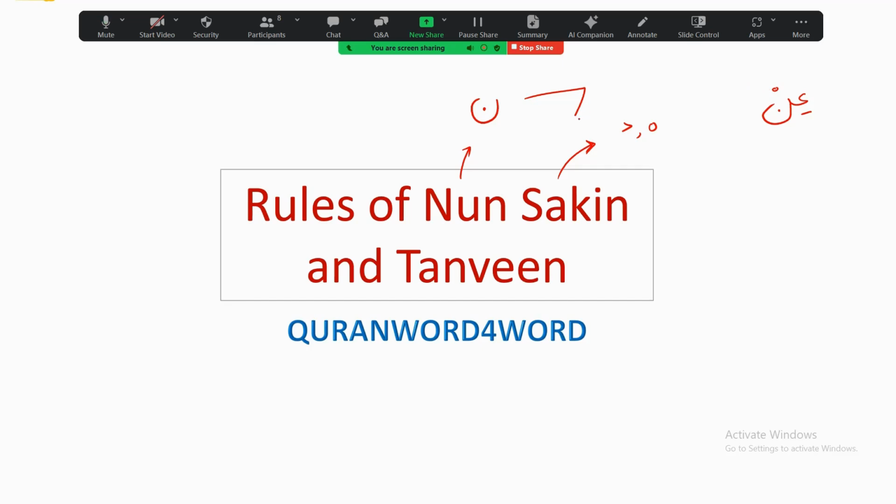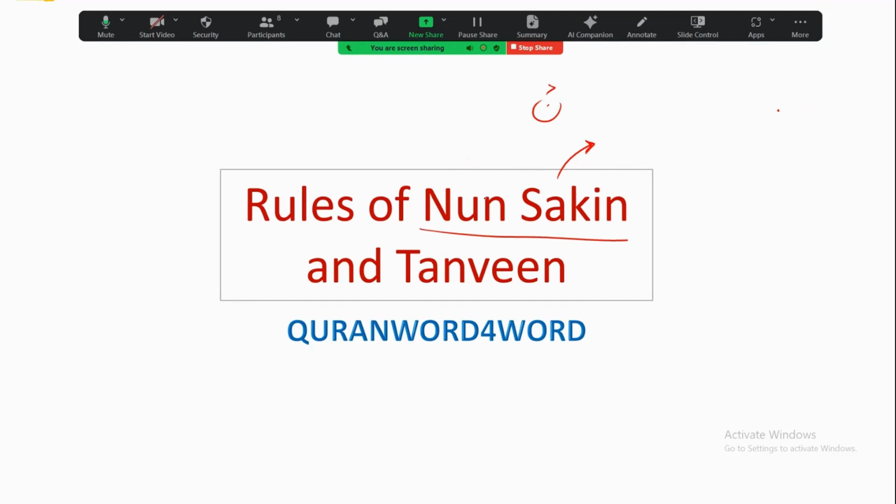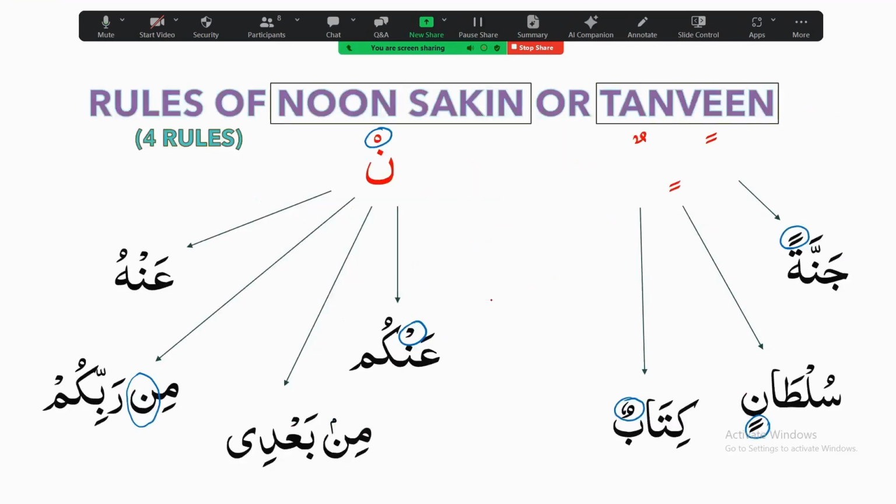Okay. So the topic we will be inshallah covering is related to noon sakin, the rules of noon sakin and tanween. So what was tanween? Tanween were the double harakas that we covered, the double fathas, double kasras, and double dhammas, which made the an, in, and un sound, right? So the rules that we will cover, inshallah, will be the rules of noon sakin and tanween.